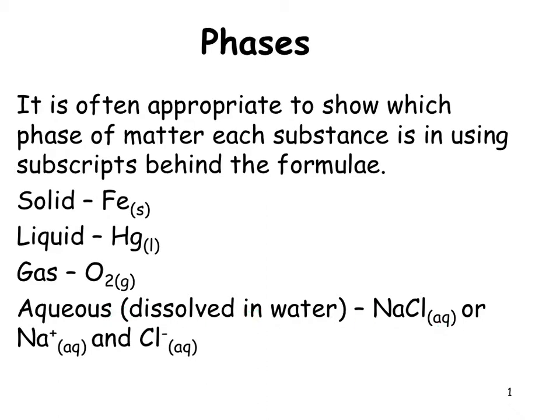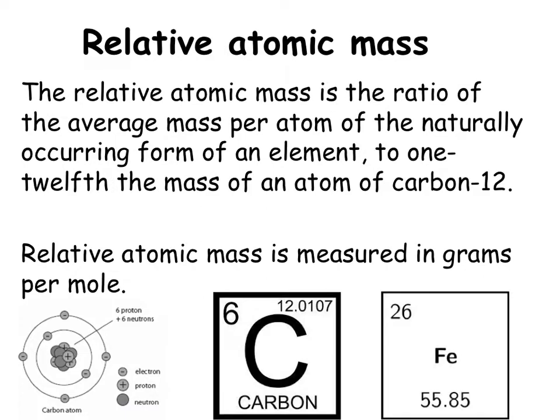Aqueous means it's been dissolved in water, and you just put AQ. So for example, you could say NaCl (aq). What does that really mean? It means that the ionic compound, sodium chloride, has broken up into its Na+ ions and Cl- ions in water.